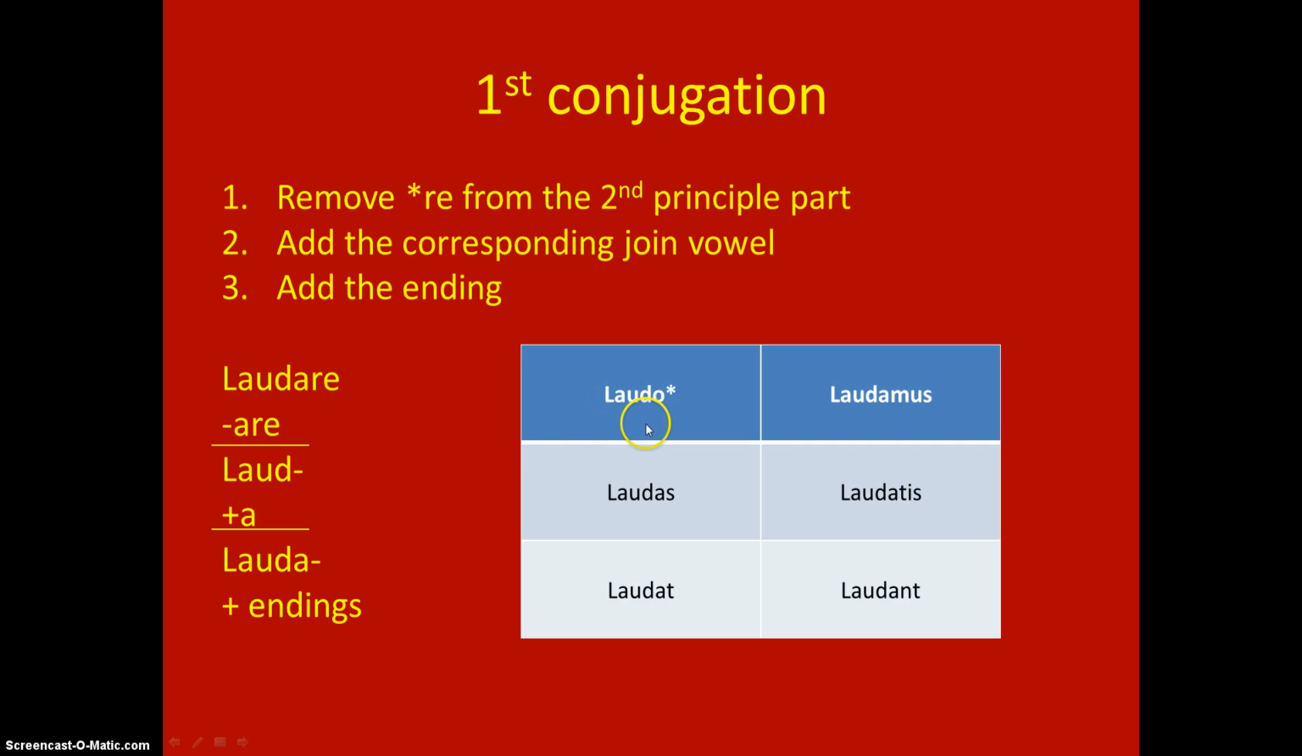When we add the endings, we get a chart that looks like this. Laudo, laudas, laudat, laudamus, laudatis, laudant. Now, you'll notice the a is missing here. In first conjugation and third conjugation, we're going to get rid of that join vowel when we add an o. Now, it's really easy to remember because this form in this box is always the same as your first principal part.